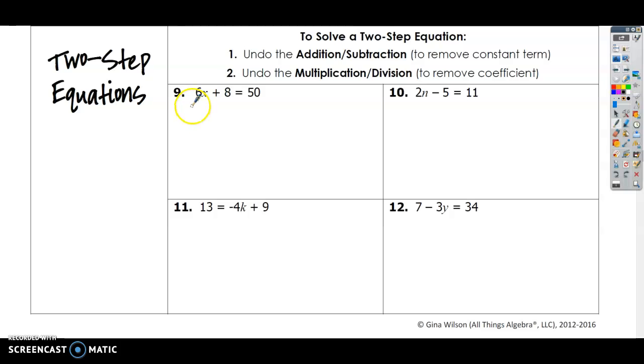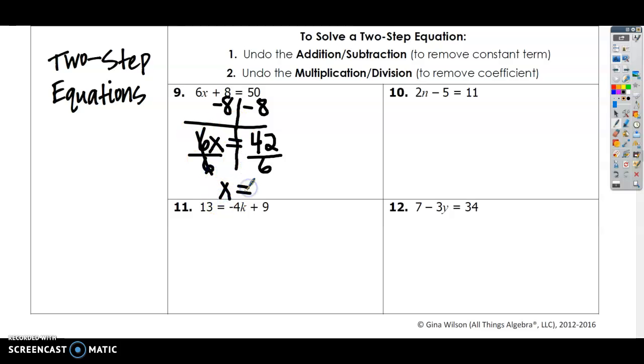So, number 9, we still have an equation. We are solving for x, so we want to get x by itself. So we're going to first undo the addition in this problem. Means we're going to undo 8, which is -8. We're going to bring down the 6x equals 50 minus 8 is 42. And then we have to undo multiplication with division. So divide both sides by 6. And that leaves x equals 7.